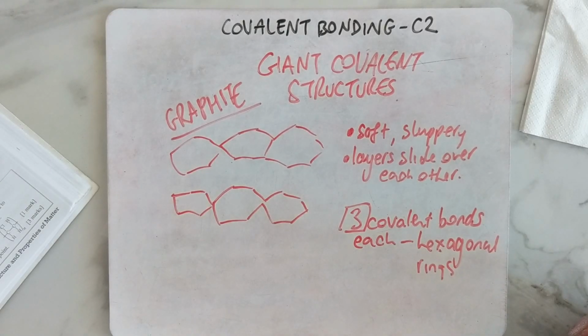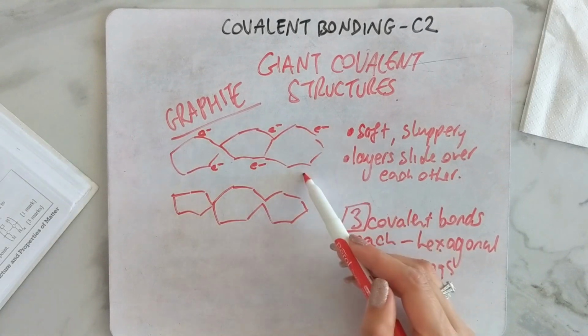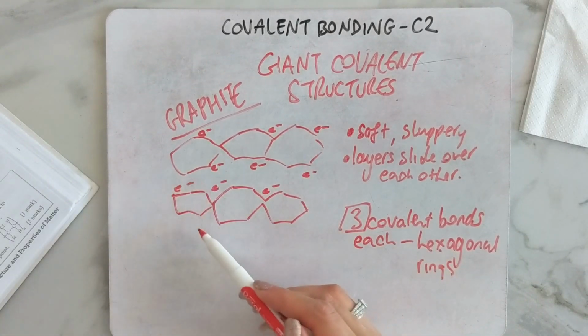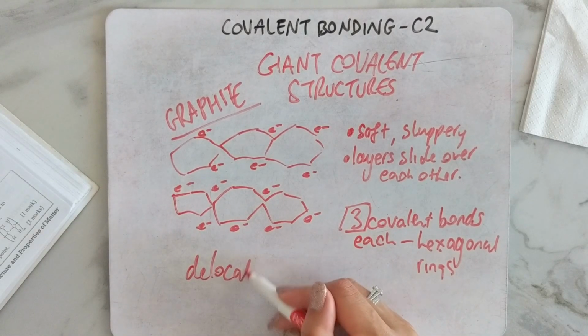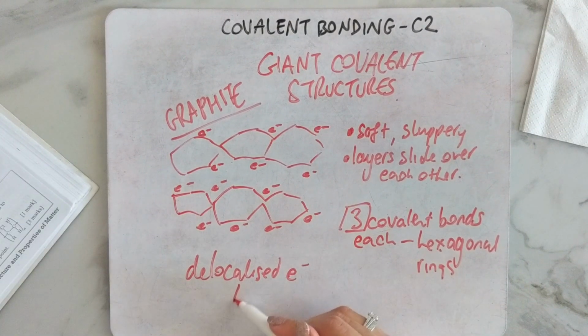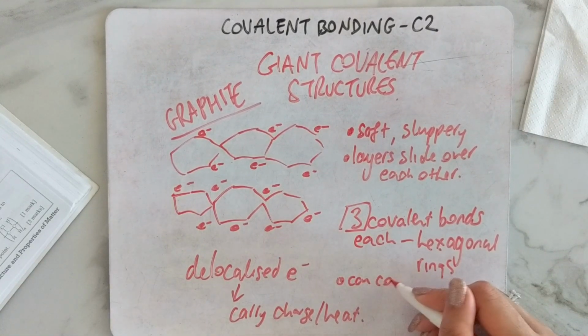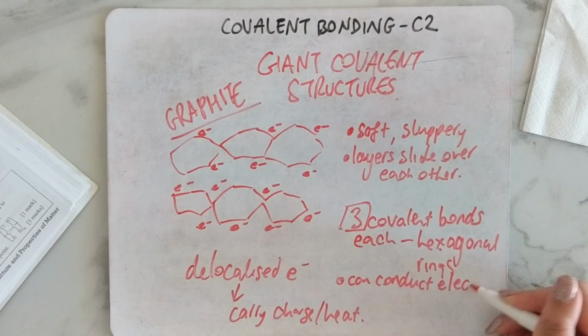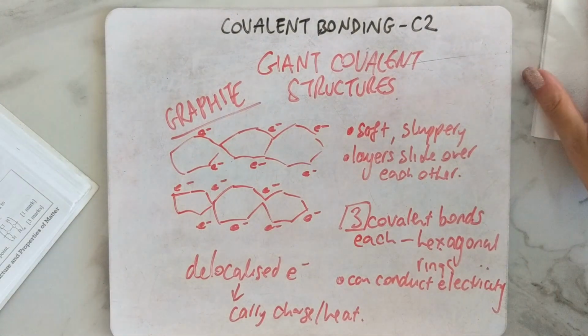The 4th electron, or the 4th carbon bond, is actually in the form of delocalized electrons around the structure. And if there are delocalized electrons, that means these electrons are free to move. So delocalized electrons, these are what carry charge and heat. So that means graphite can conduct electricity because it's these delocalized electrons that are free to move and carry the charge. So that's really important. That's one main difference between diamond and graphite.